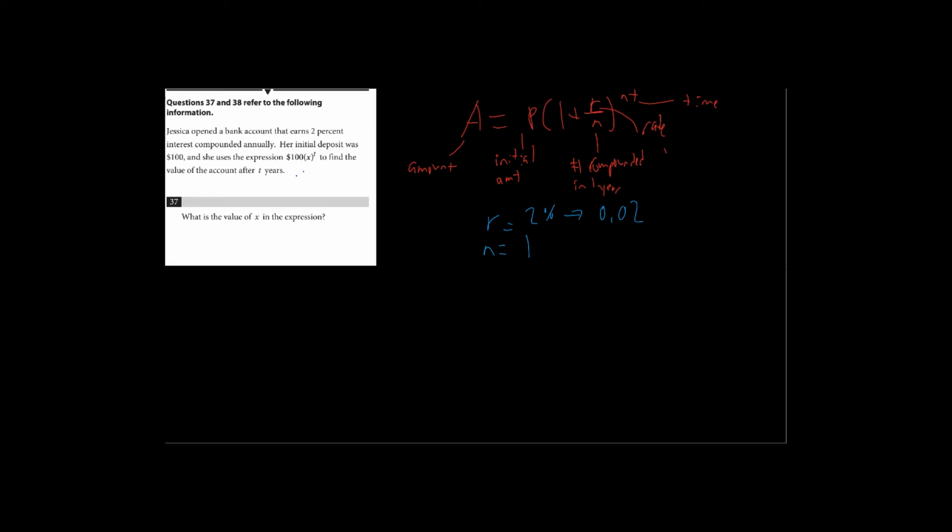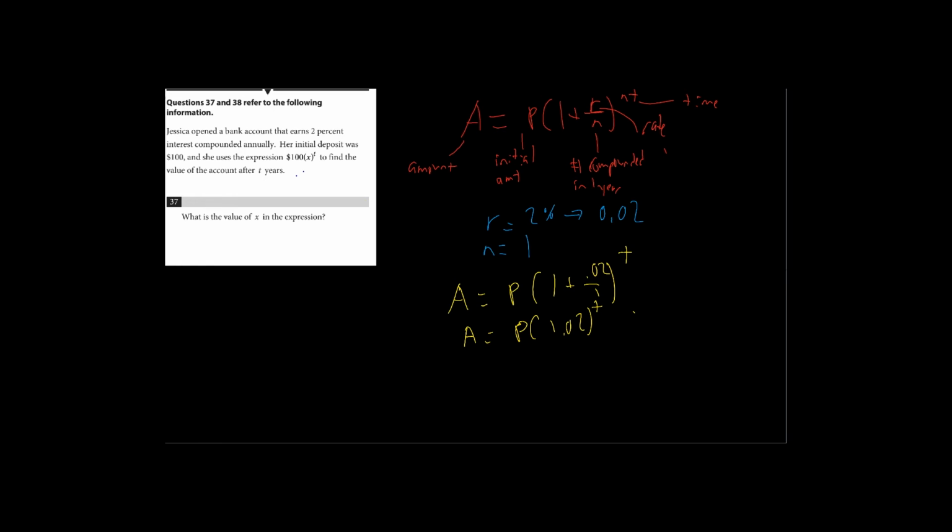So when I go ahead and put those values into my equation, I'm left with A equals P(1 + 0.02/1)^t. So that's A equals P(1.02)^t.